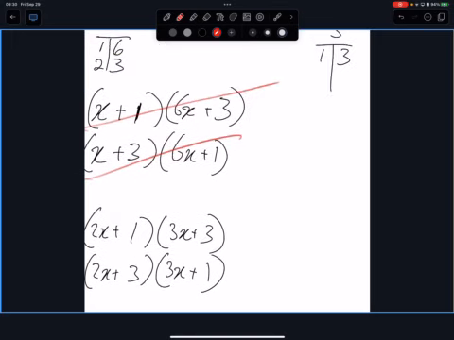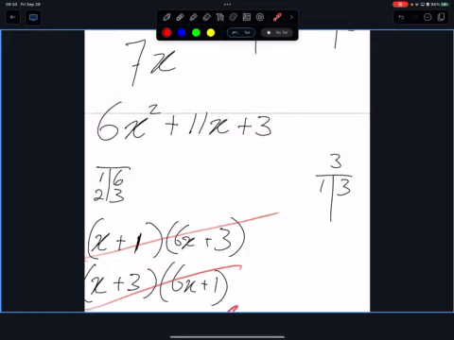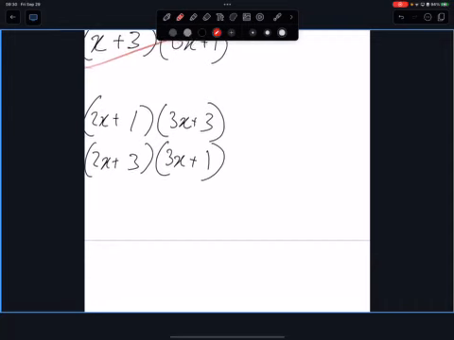6x and 3x. So here you have the same thing as the first one. 6x and 2x and 3. Here you have 6x and 3x is 9x. Same thing, so it's wrong. So the last one.